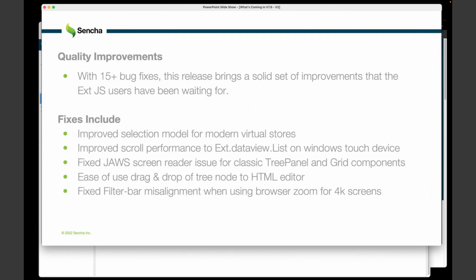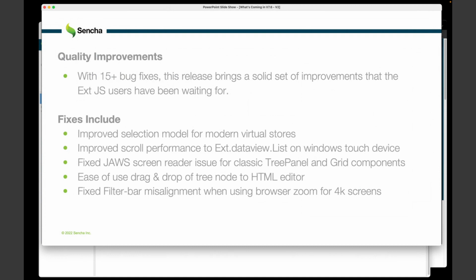A few things that are in the list of improvements. We've done some improvement to the selection model for virtual stores in the modern toolkit. We've improved some of the performance that customers have seen with lists on Windows touch devices. Some of these get pretty specific, but needed to be addressed. In the classic toolkit, we have support for screen readers, the JAWS screen reader in particular. We had an issue with the tree panel and grid components and the consistency of the JAWS screen reader interface. We've fixed that.